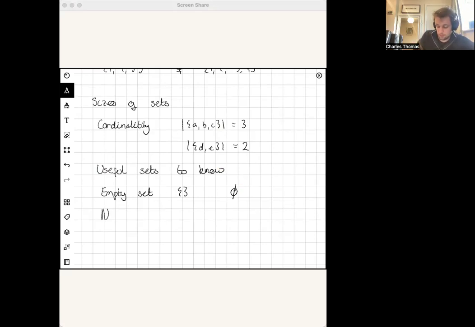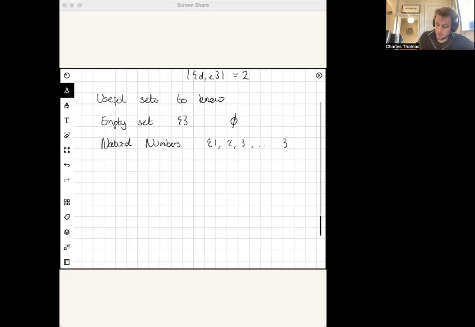The next set you should know is the natural numbers. Natural numbers are just the counting numbers. So we start at 1, we have 2, we have 3, and so on and so forth, and it just goes on forever. Note, we don't have 0 in it. Some people do put 0 in it, I'm not going to. And we often write it with this fancy looking N here.